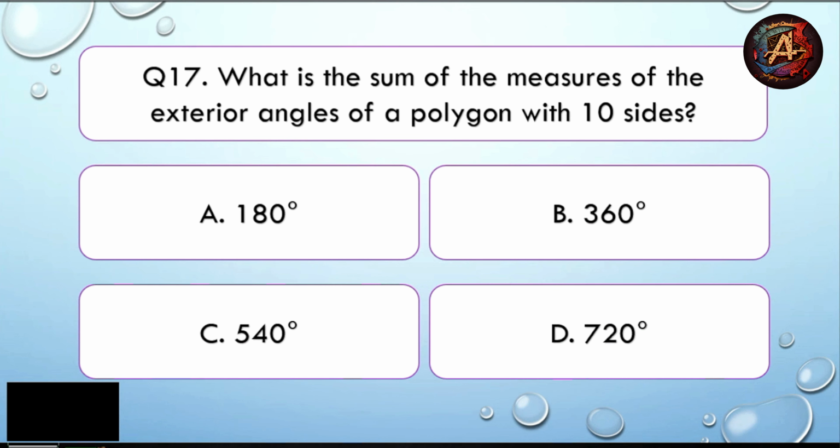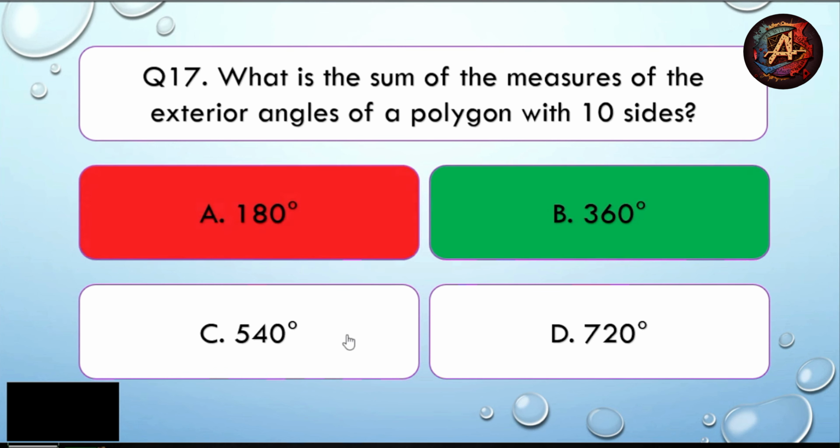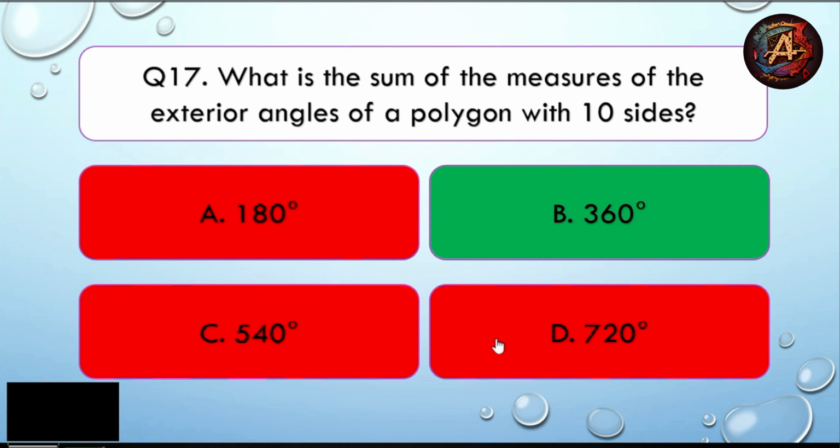Alright, math learners, we are again talking about the sum of the measures of the exterior angles of a polygon. So regardless of the sides, the total measurement of the outside of a polygon is basically, very good, 360 degrees. So letter B is the correct answer. Easy, right? Very easy, my dear math learners. Now, let us go to question number 18.